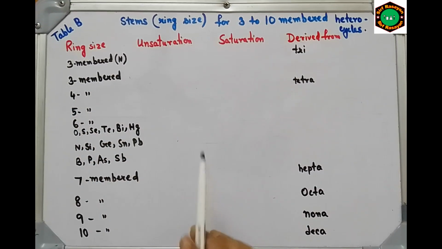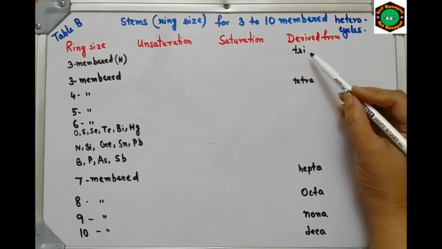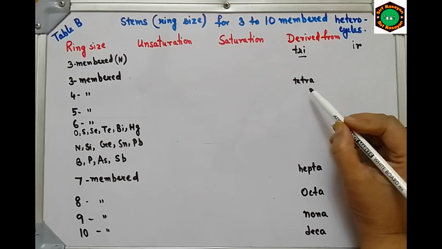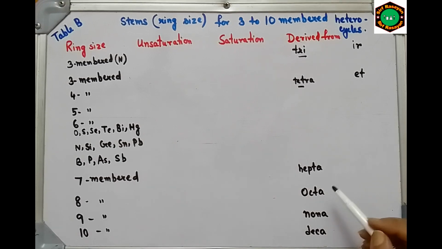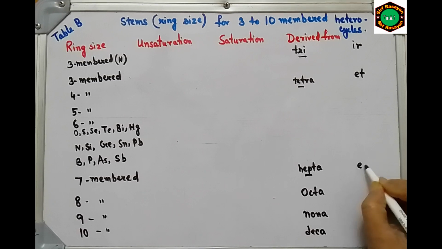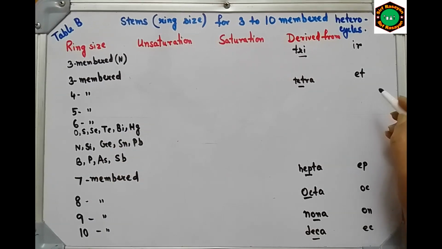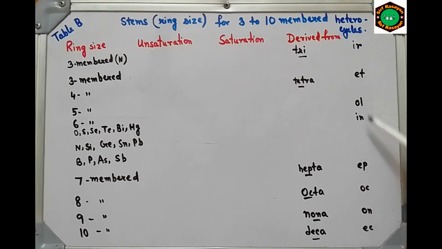In table B, we will learn stems, meaning ring size, for 3 to 10 membered heterocycles. For 3, it is ir. You have to remember these 2 letters, just reverse it. Then for 4, tetra, consider these 2 letters, et. For hepta, 7 membered, remember these 2 letters, ep. Octa, remember these 2, oc. For nona, remember on. For deca, remember these 2 letters, ec. Now for 5 and 6 membered, for 5 membered remember ol and for 6 membered remember in. So all those you have to remember.